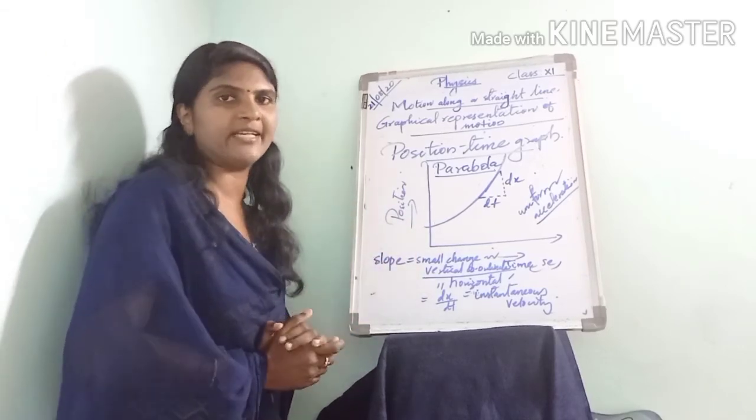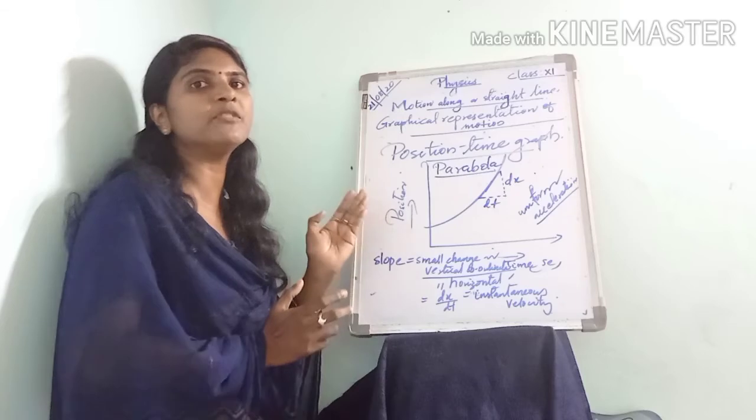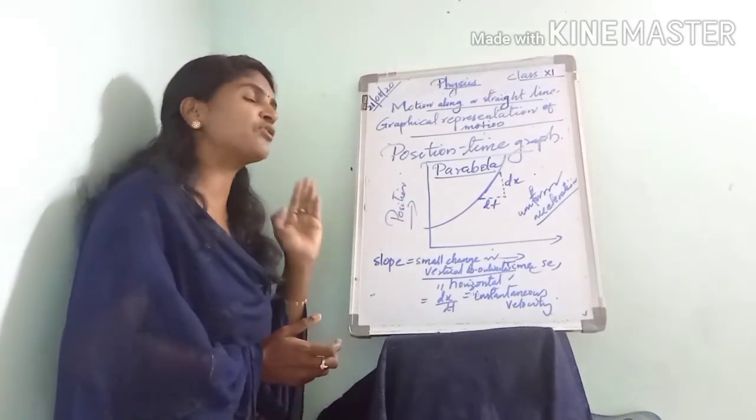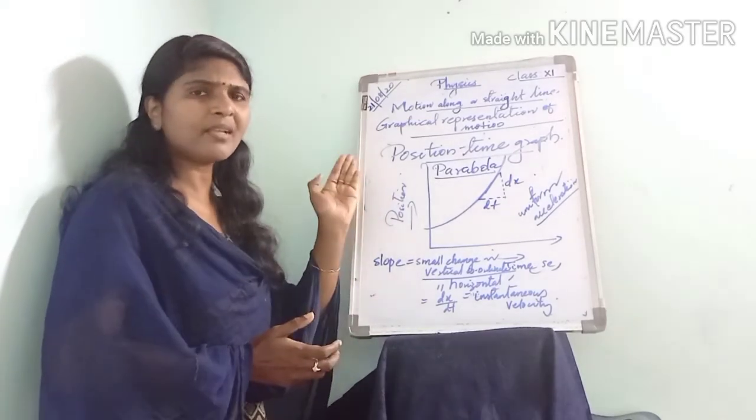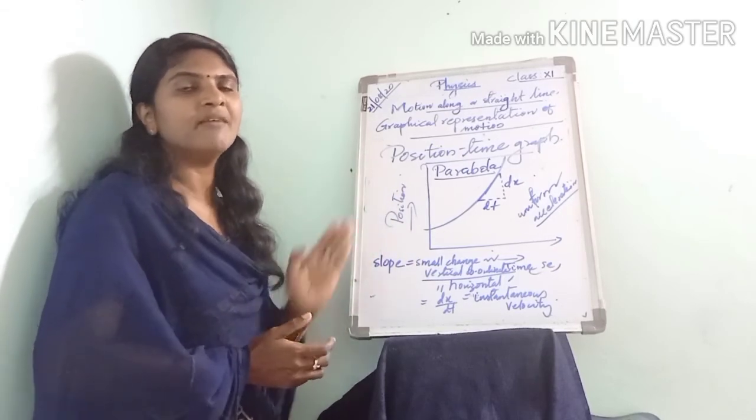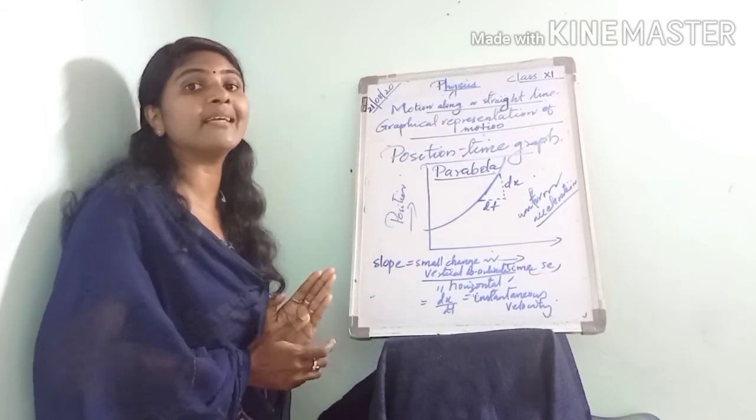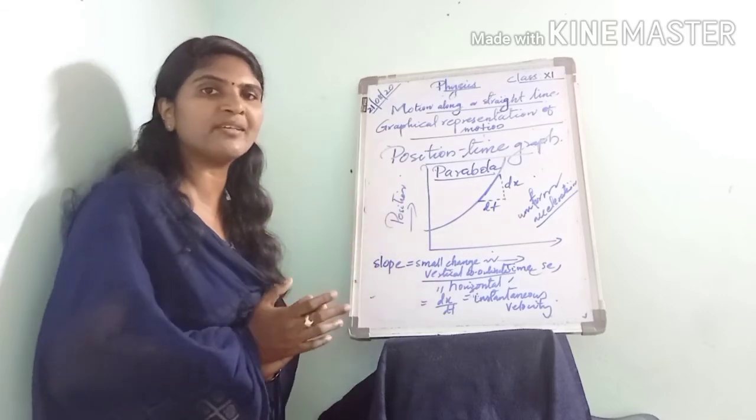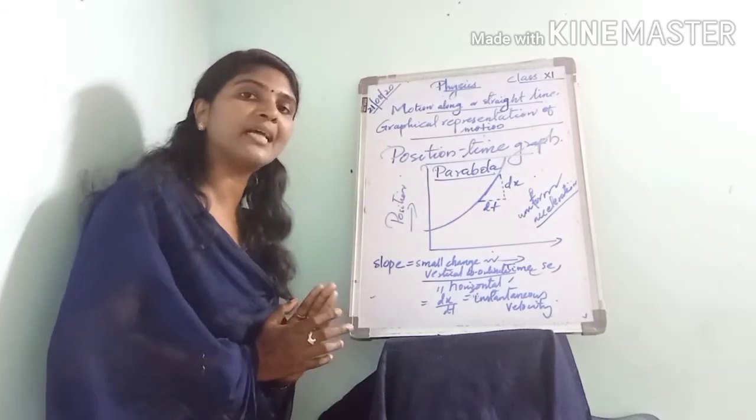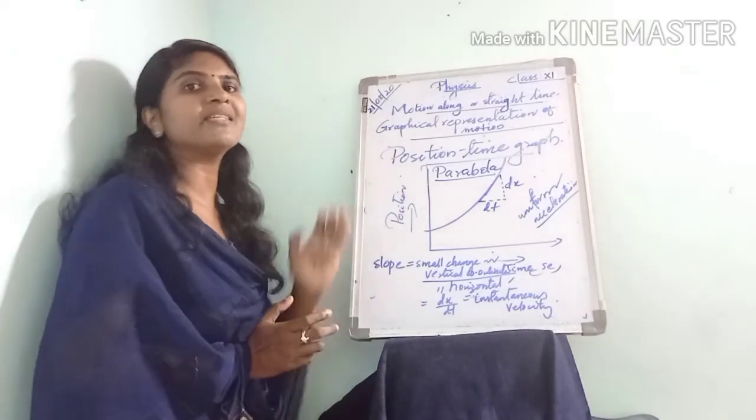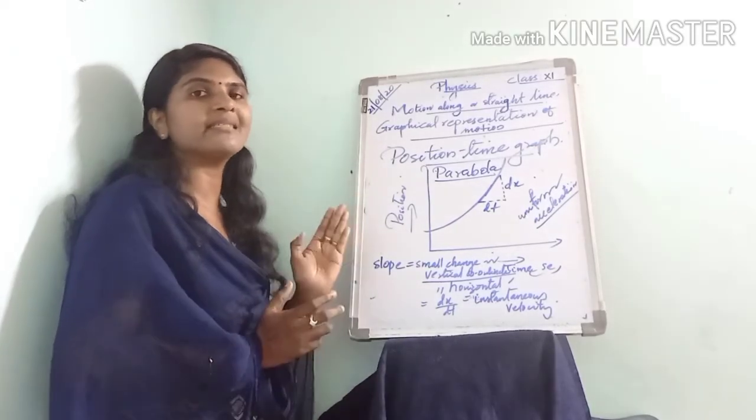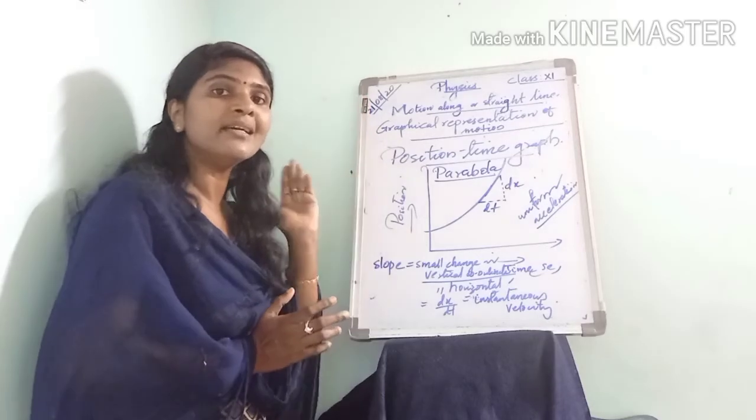Next, we came to the graphical representation of motion. There we learned the position-time graph, which can be studied under different conditions. First is the position-time graph for an object at rest. It is a straight line parallel to the time axis. Next, we studied the position-time graph for an object in uniform motion. Its nature is an inclined straight line.